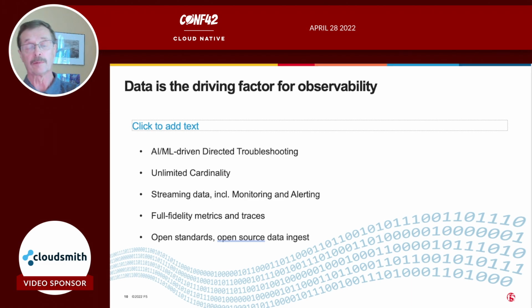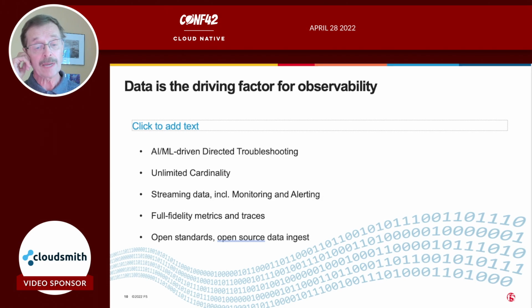We also are now living with streaming data. Batch just doesn't cut it when we're looking at analyzing our data for this. And we want as much data, full fidelity metrics, and as much information in our traces as we can get. While at the same point in time, we also want it to be standards-based and open source available, so that we're never locked in to those various pieces.